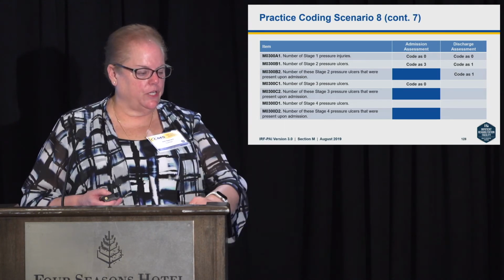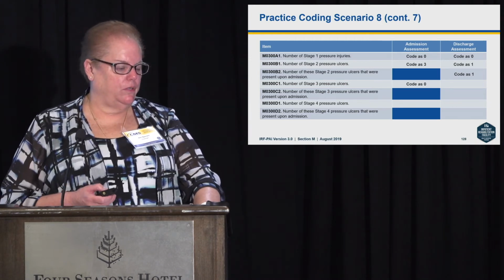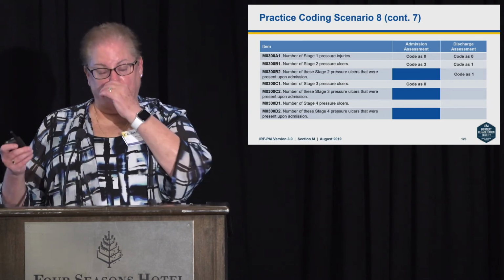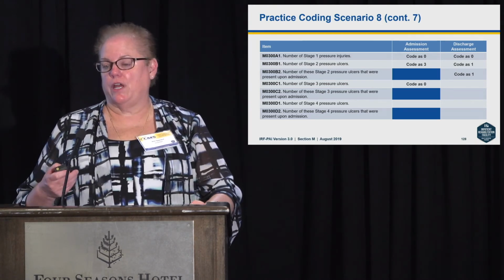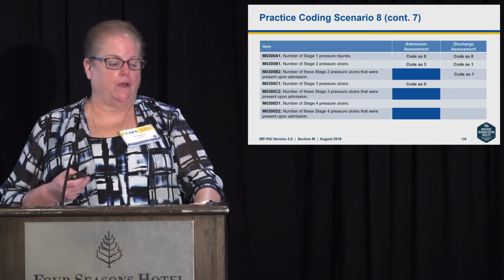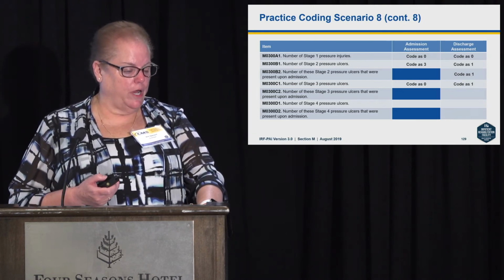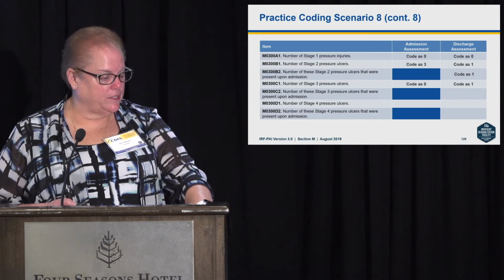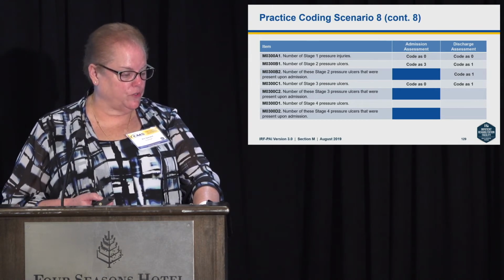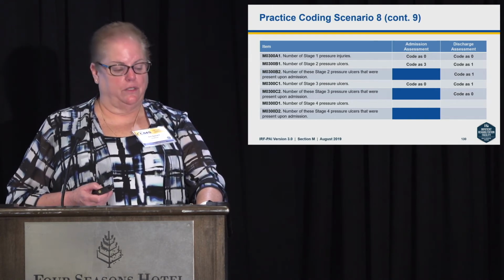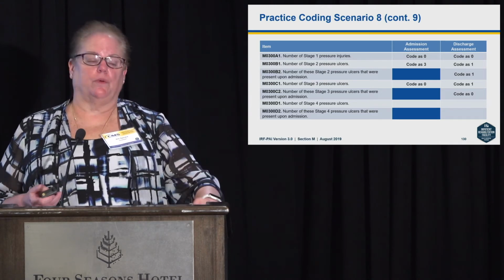How many stage 3 pressure ulcers? Okay, on admission, I'm sorry, I didn't finish the verbiage here. On admission, how many stage 3s? 0. How many on discharge? 1, right. How many of the stage 3 pressure ulcers were present upon admission? 0, right, because they were all stage 2s when they came in.